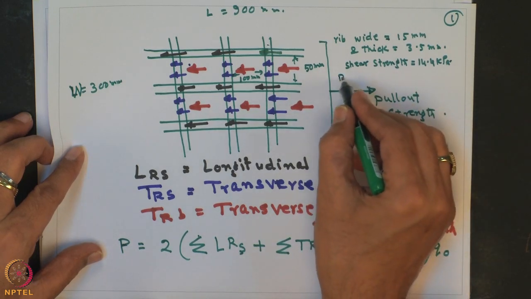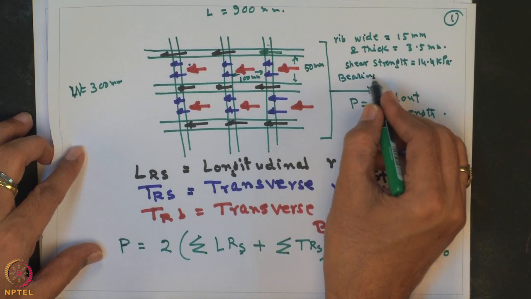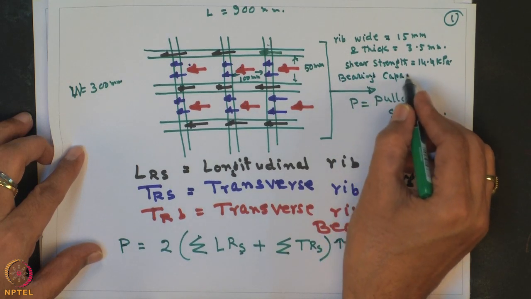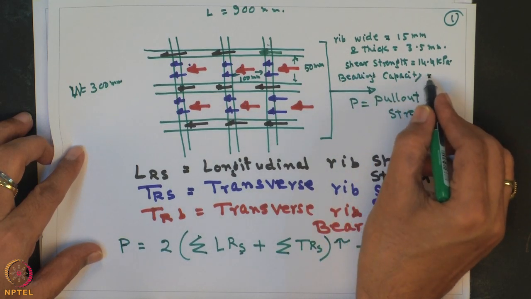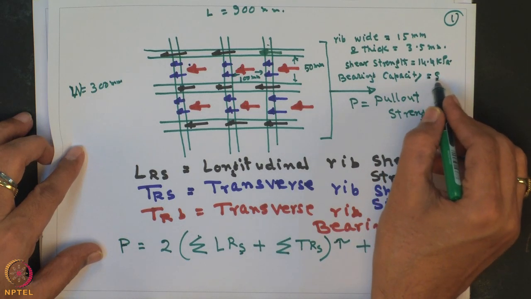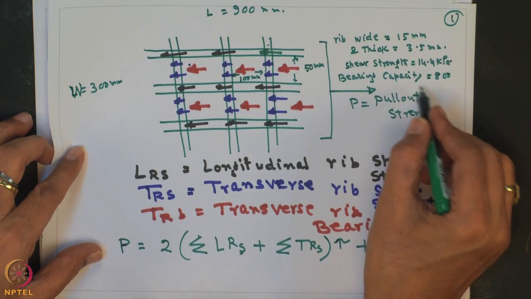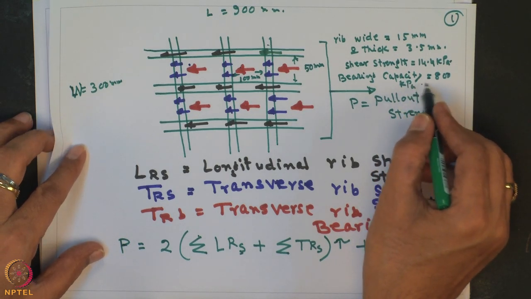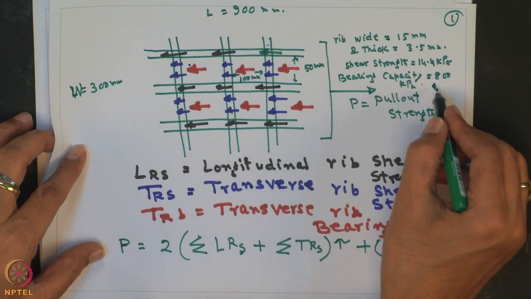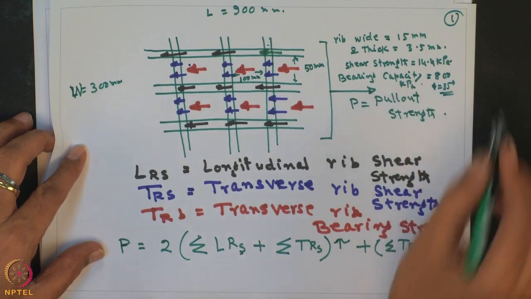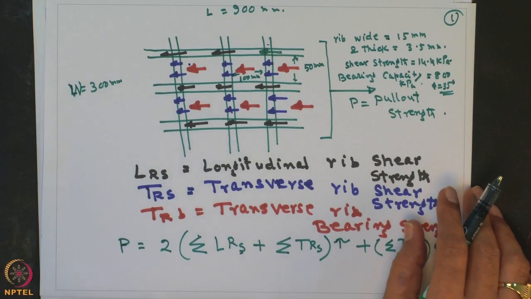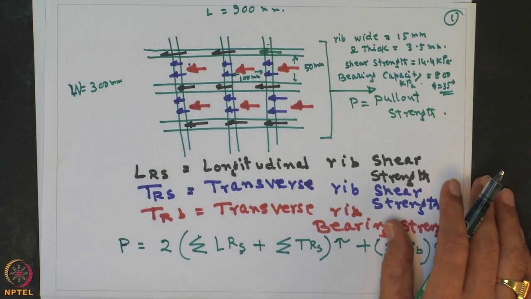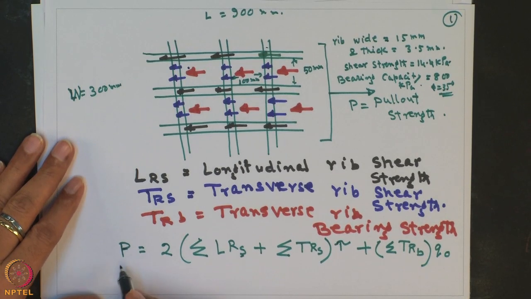Then this is about 25 into tan 30 degree. And the bearing capacity is 800 kilopascal, based on the soil friction angle of 35 degree. So this is the problem given, and you have to find out what should be the total anchorage or pullout strength.